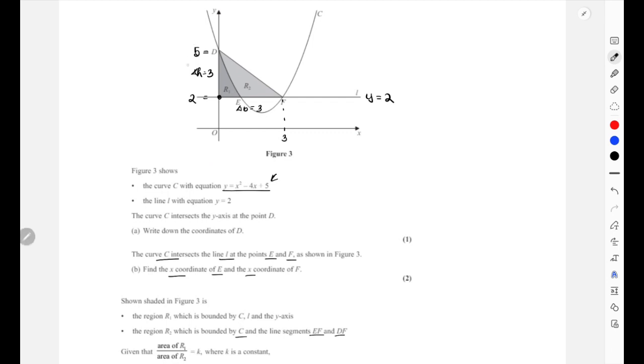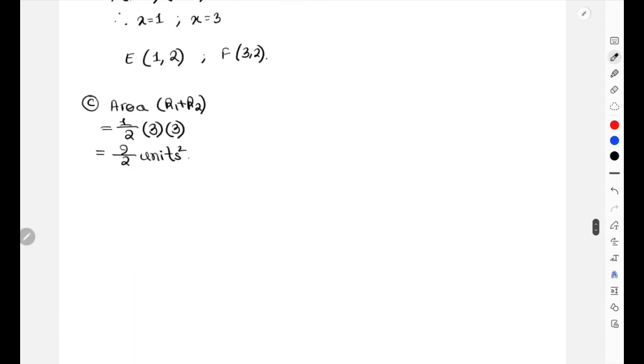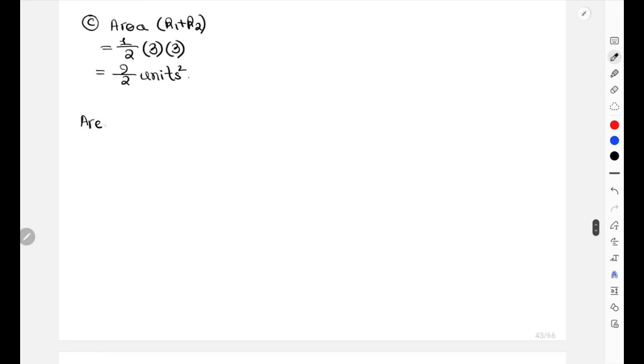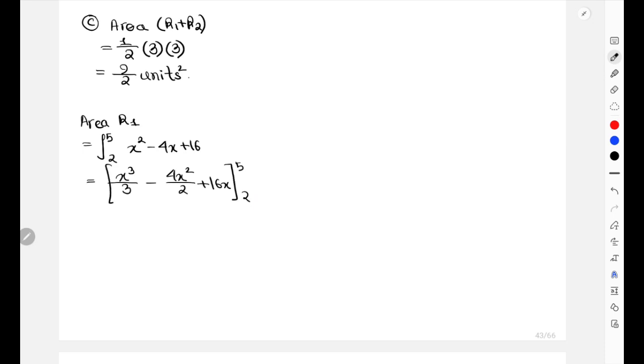Now region R was within the boundary of 5 and 2, right? So we can do the integration for that easily again. So area of R1, that is basically within the region of 5 and 2, x square minus 4x plus 16, which is x cubed by 3 minus 4x squared by 2 plus 16x within the boundary of 5 and 2. Now then again, you do the integration by substituting 5 and 2 into your expression. I am not actually doing that, you just have to substitute 5 and 2 into your expression.